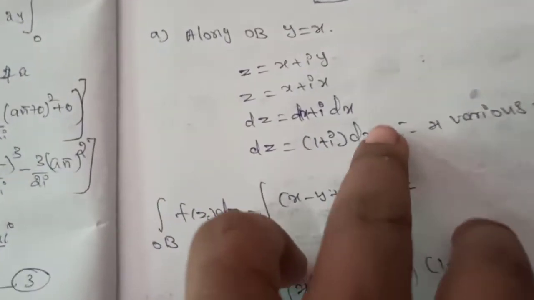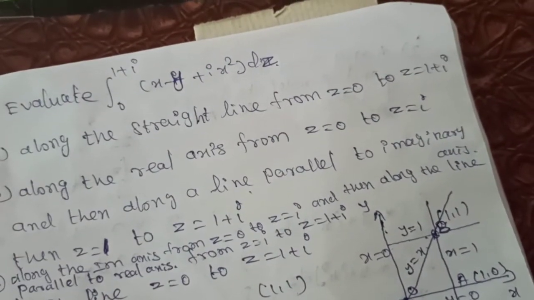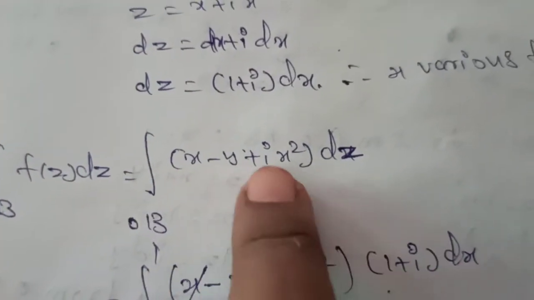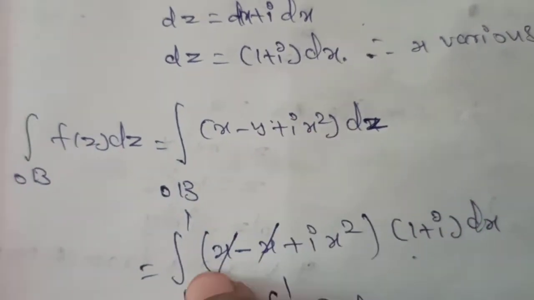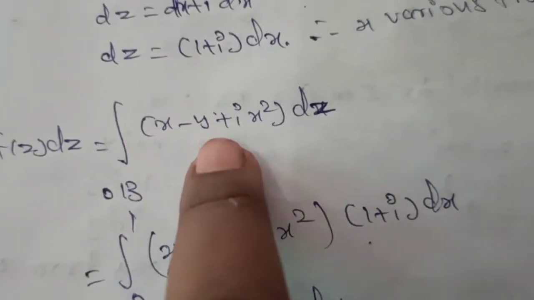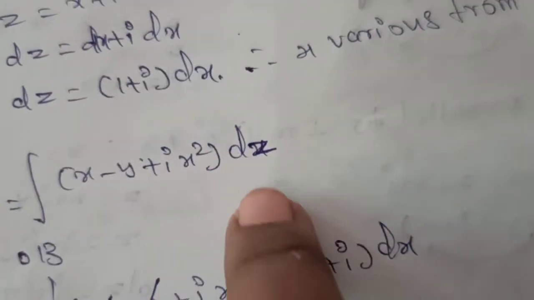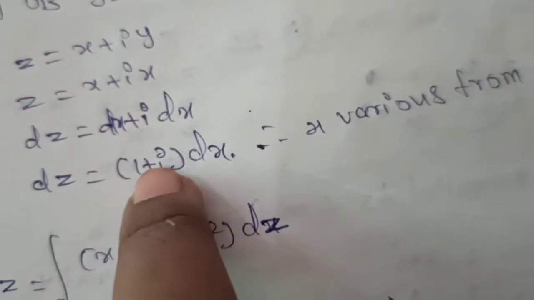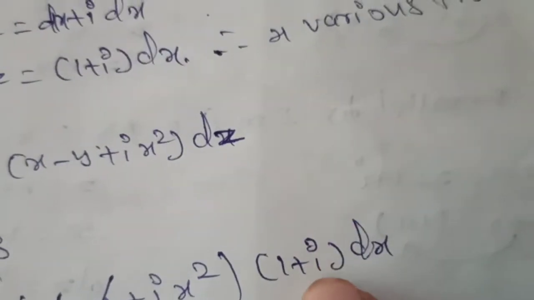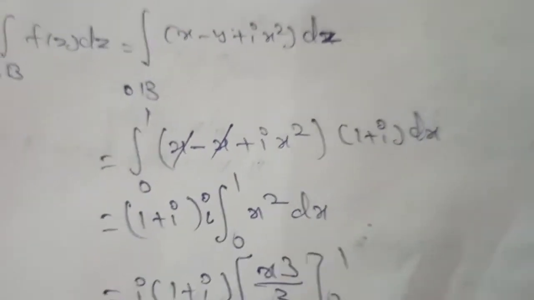Here the dz, by correction. So take the integration of f(z), which is x minus y plus i x squared. Substitute here: x minus y plus i x squared, dz. That is the integration of x minus y, where y has the value x, so minus x plus i x squared, dz. We got the answer (1 plus i) dx.